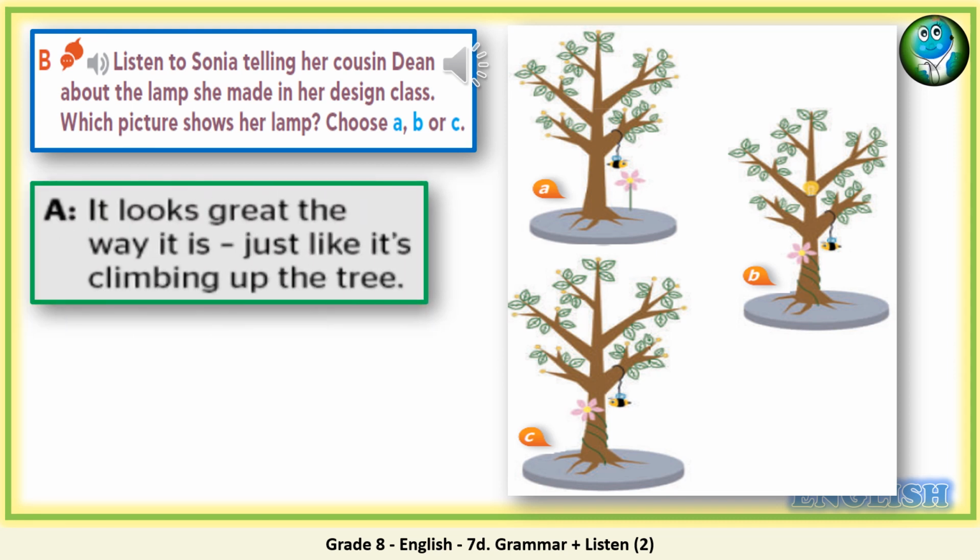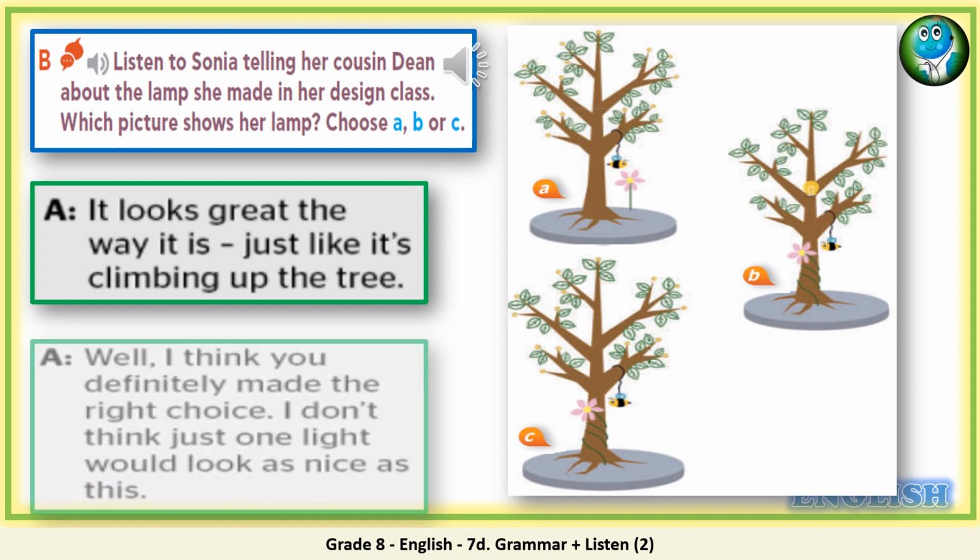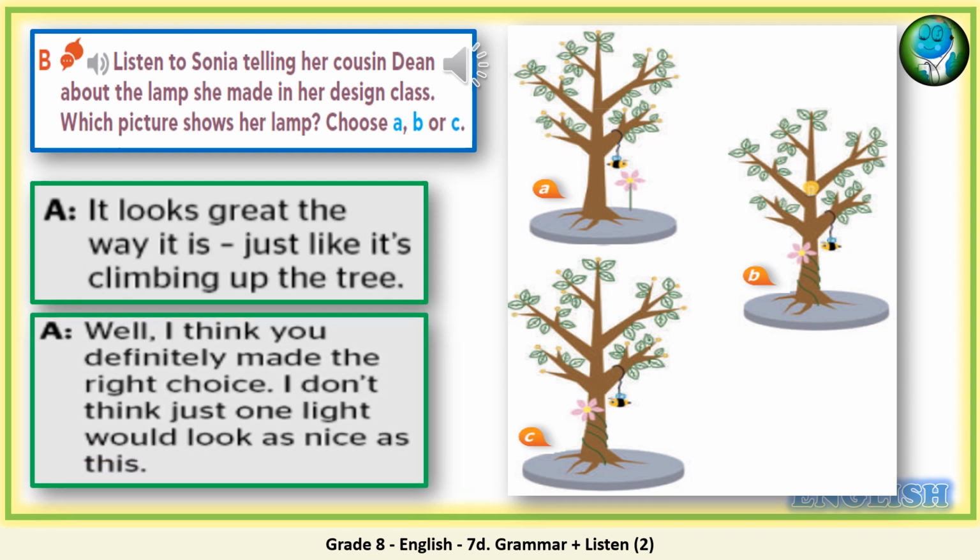Okay, now have a look at this part and you can decide which tree it is. It looks great the way it is, just like it's climbing up the tree. So you look for something climbing up the tree. Again, well, I think you definitely made the right choice. I don't think just one light would look as nice as this, so we need more than one light. So the correct choice is C. Very good.